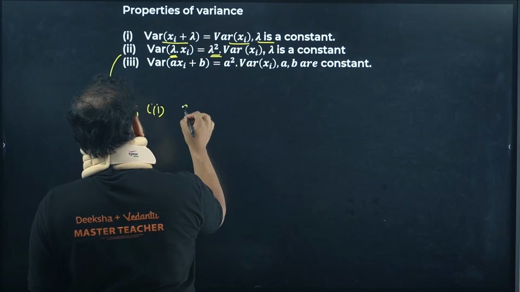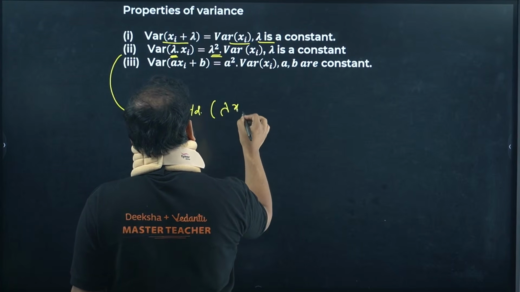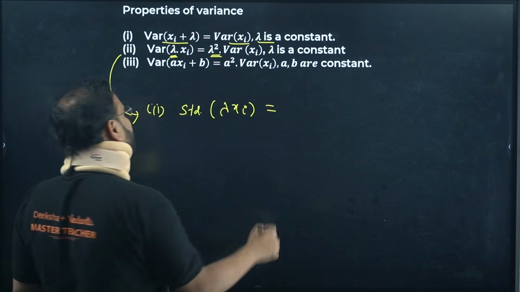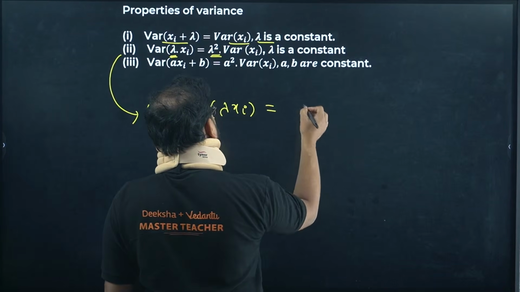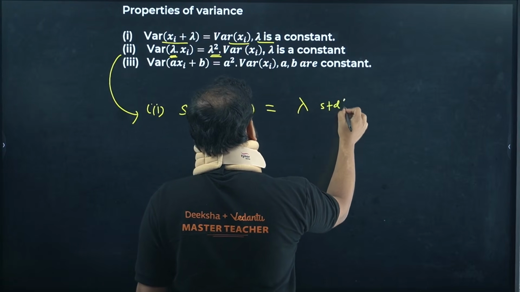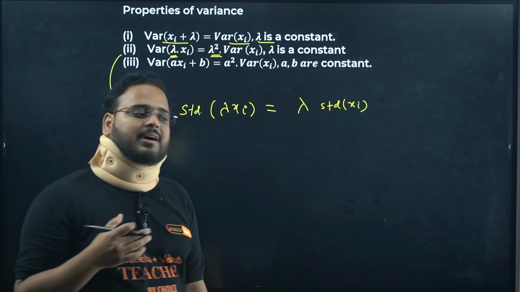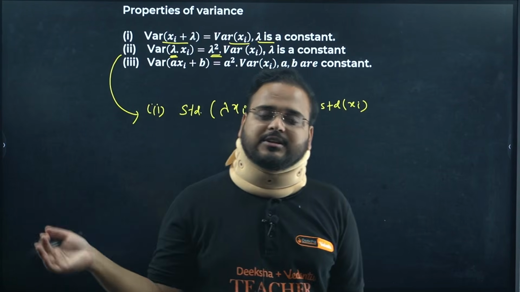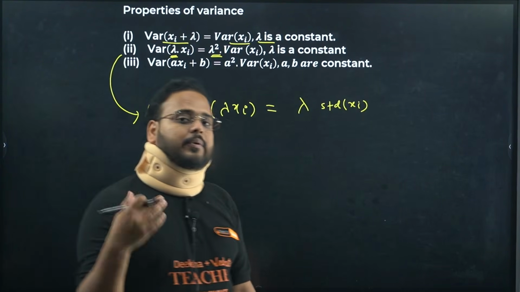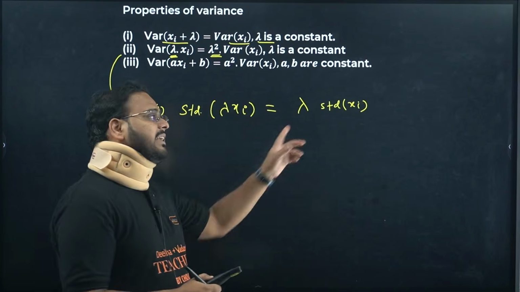If you say that the standard deviation of lambda times xi, it means that if each element of the data set is multiplied by lambda, then the resulting deviation will be lambda times the standard deviation of xi. Let's say I have the data 2, 3, 5, and I'm multiplying 10 to each of the data. Now the new data is 20, 30, 50. What happens to the standard deviation? It becomes 10 times the original deviation.